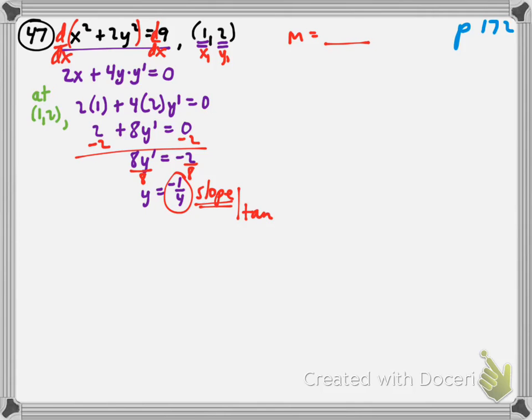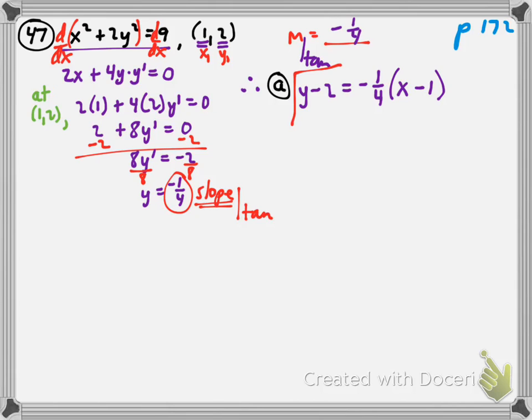All right, that's what we needed up there, so let's write that in, -1/4. So the slope of the tangent is -1/4. Therefore, the equation of the tangent line, which is part A, is y minus y1. Let me do that in purple. y minus y1, and y1 is 2, equals the slope, which is -1/4, multiplied by x minus x1, and x1 is 1. So that right there is the equation of the tangent line.